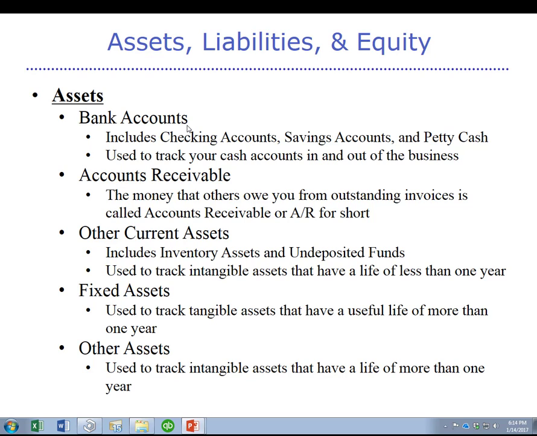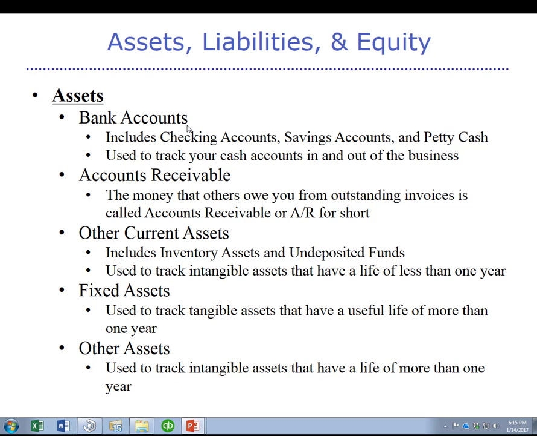The second type of an account is accounts receivable. This is to track the money that others owe you from outstanding invoices, and this is called accounts receivable, or AR for short. Another type of account under assets is other current assets. This would include your inventory assets and your undeposited funds. The description for this would be to track your intangible assets that have a life of less than 1 year.